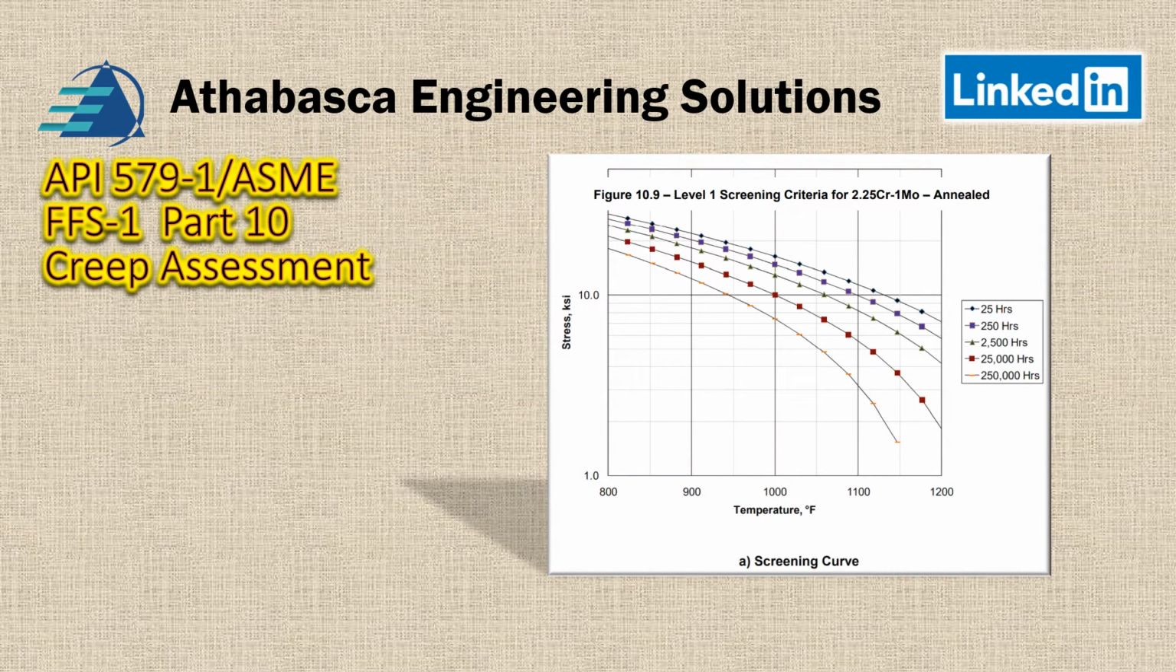We can dive into the most interesting part, the analysis. From our classification of our material earlier, we have a 2 1/4 chrome 1 moly, and it's an annealed material. It's fairly straightforward now to go to figure 10.9 for this material and for our level 1 analysis. There's a lot of interesting things that you can see here to give one a quick judgment of where you are on your tube life.